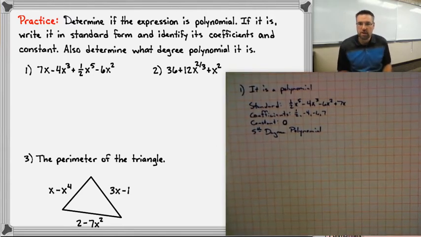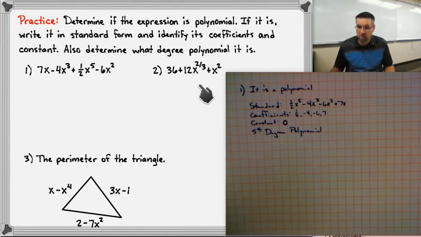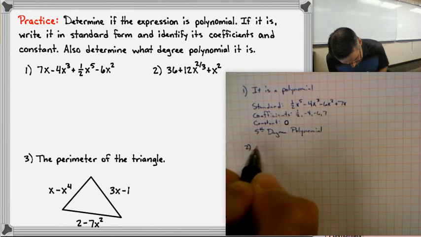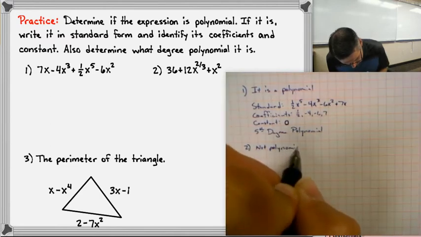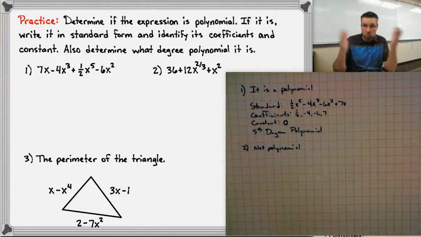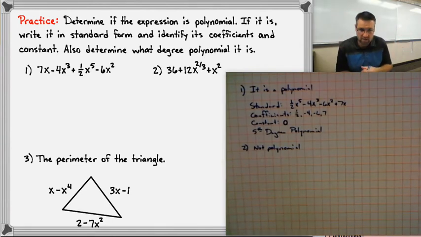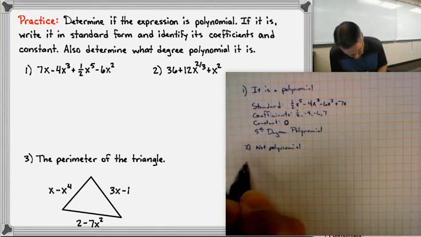Number 2, first question, is it a polynomial expression? Well, again, polynomials have all whole number exponents. You can see that this exponent here is a 2/3. That's not a whole number. So this right here tells us it's not polynomial. So number 2 is not polynomial. And then we're done with that, because since it's not polynomial, we're not going to write it in standard form or identify any of the other parts. So we're done with that problem.